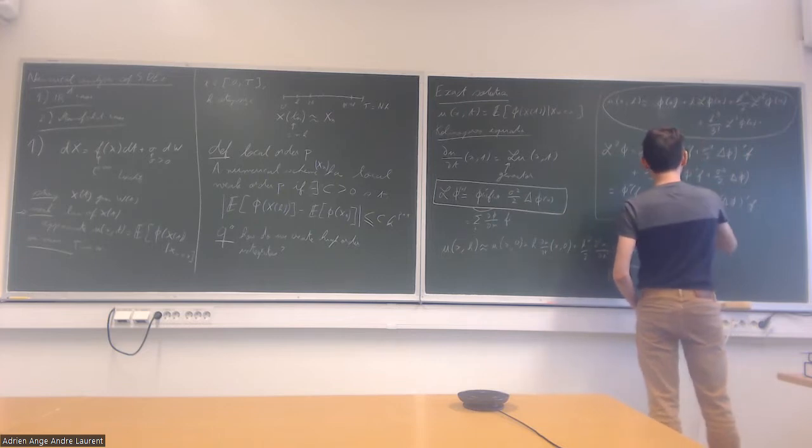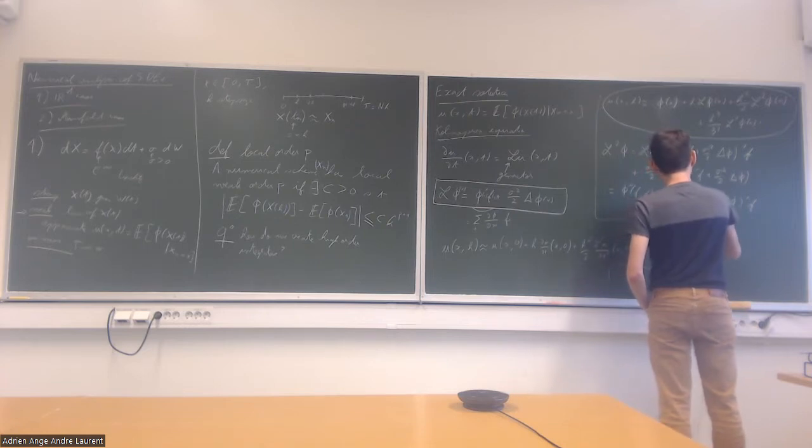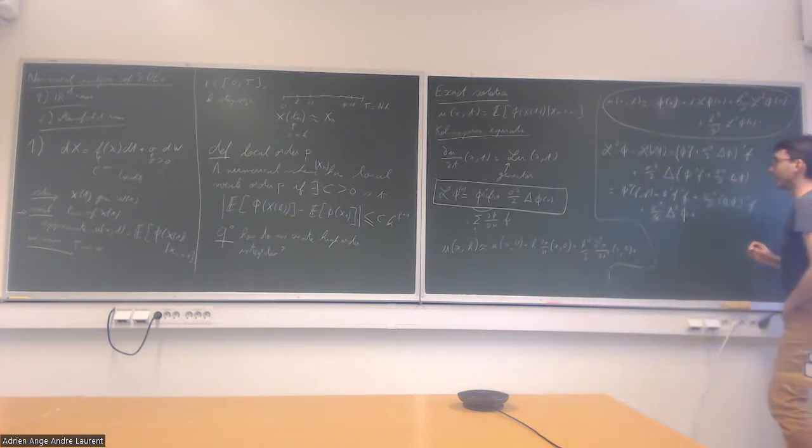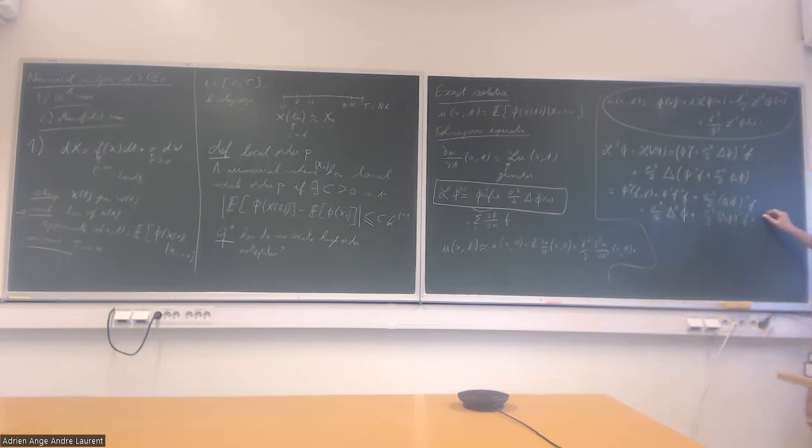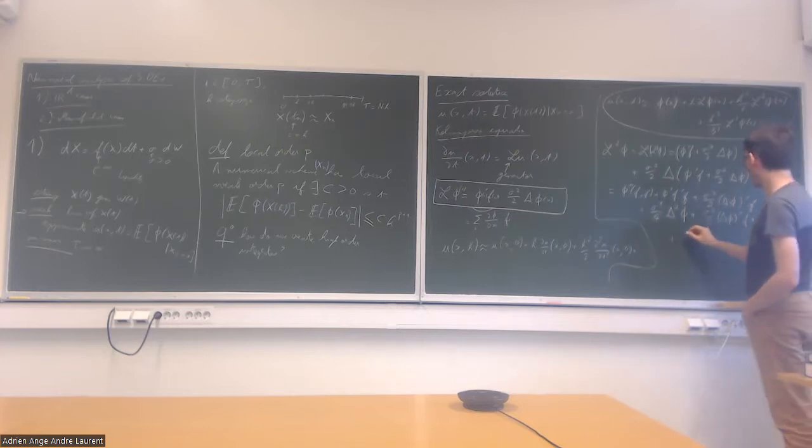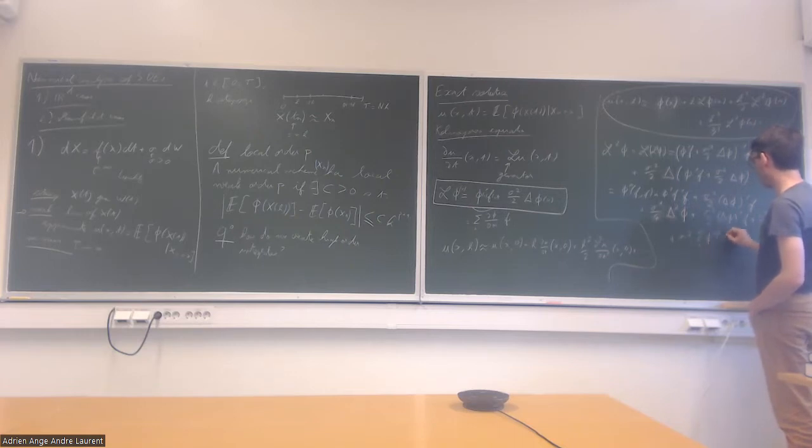Okay, we'll just deal with the last one first because it's easier: sigma to the fourth over 4 Laplacian squared phi. And then here we have some weird terms. So we have sigma squared over 2 Laplacian of phi prime f, plus sigma squared over 2 phi prime Laplacian f, plus sigma squared sum over i of phi second f prime.